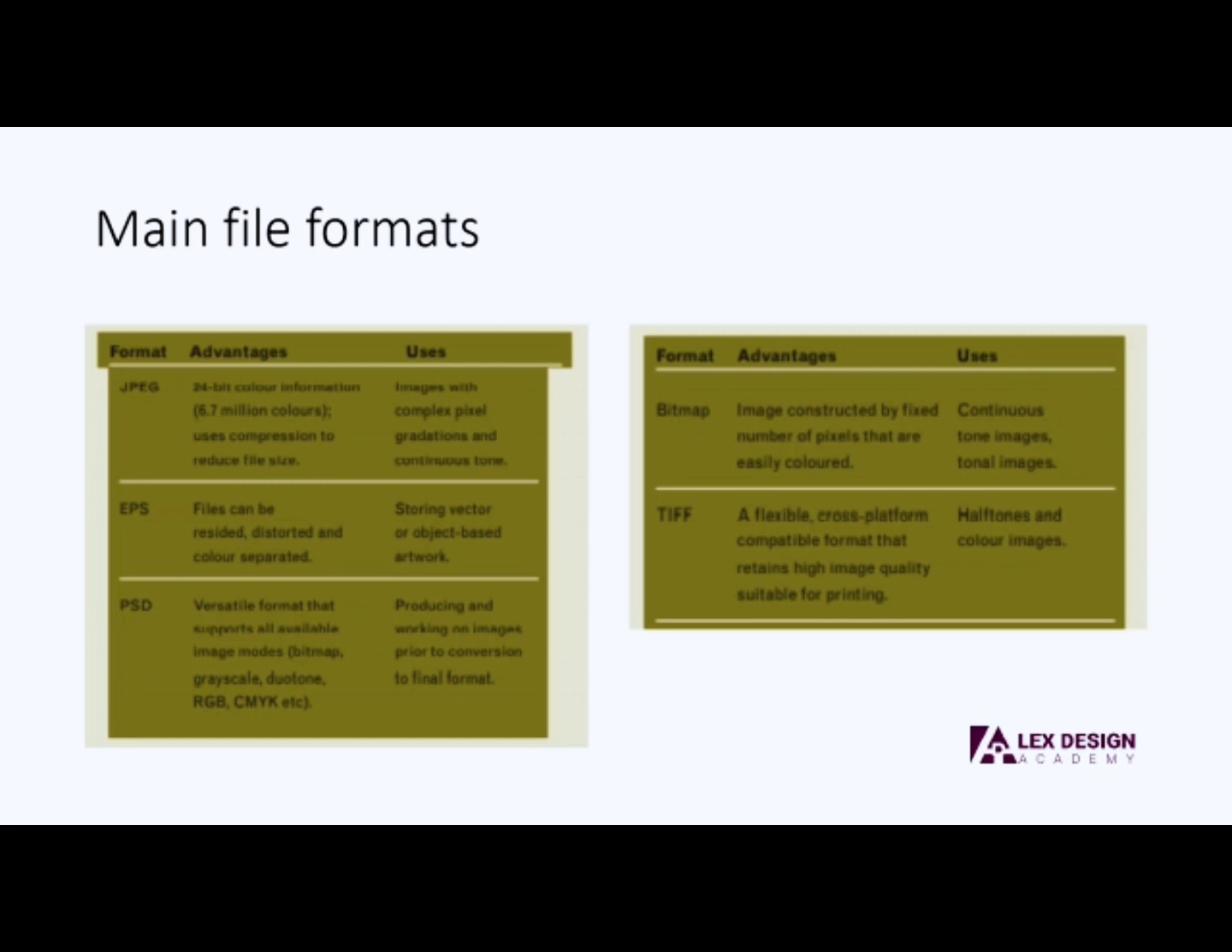The main file formats are JPEG, EPS, PSD, bitmap, and TIFF. JPEGs are usually used for complex pixel gradations and continuous tone. EPS is for storing vector or object-based artwork. PSD is basically the Photoshop file, the raw file, the one that can still be edited. Bitmap is used for storing continuous tone or tonal images. TIFF is used for storing halftone and color images.